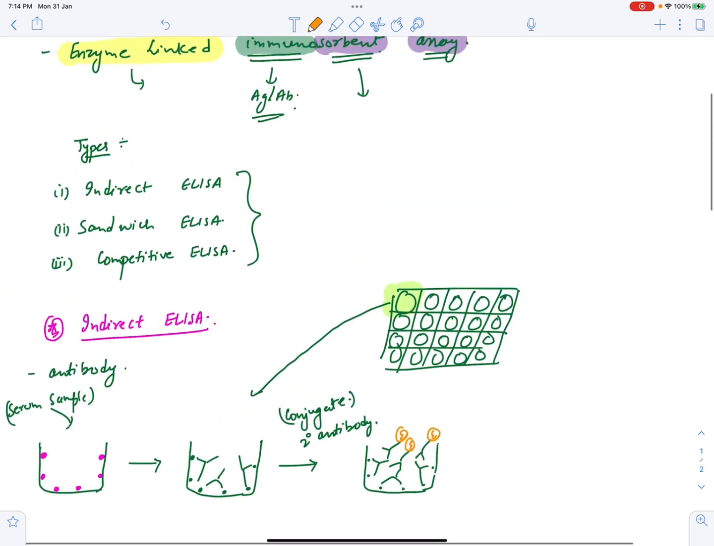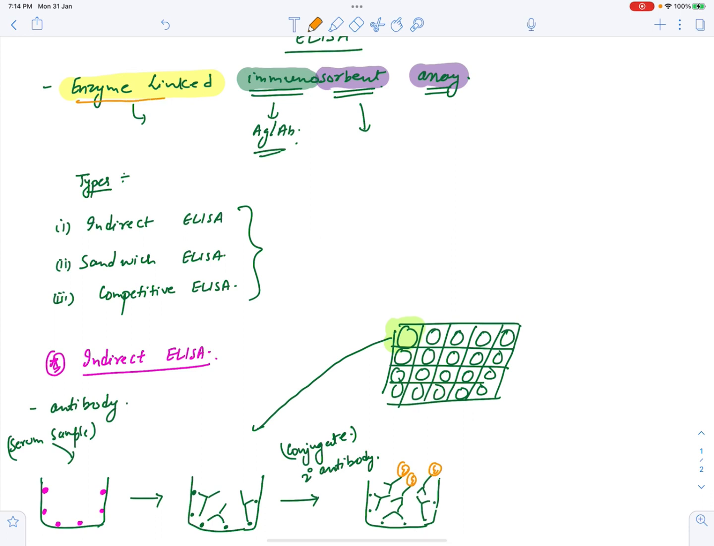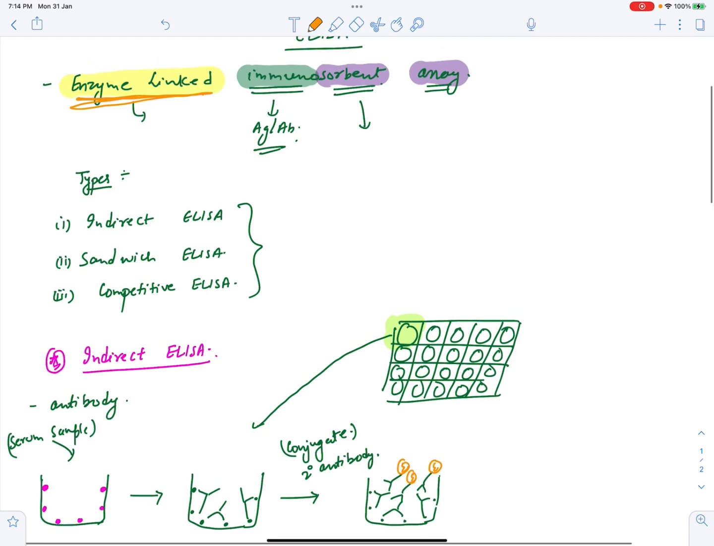That is why ELISA is known as enzyme linked, because the secondary antibody which you are using is linked to an enzyme. It is an immunosorbent. Immuno means antigen or antibody. Sorbent means this antigen or antibody is adsorbed onto a solid surface.